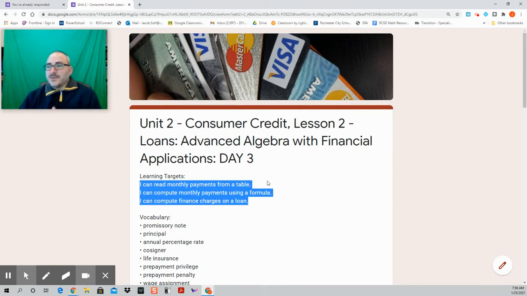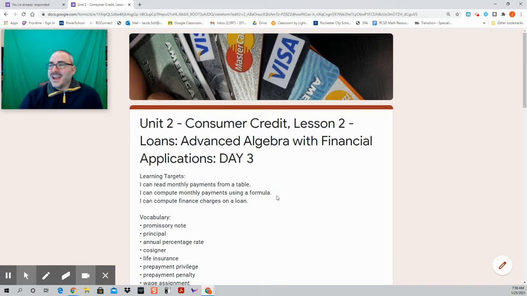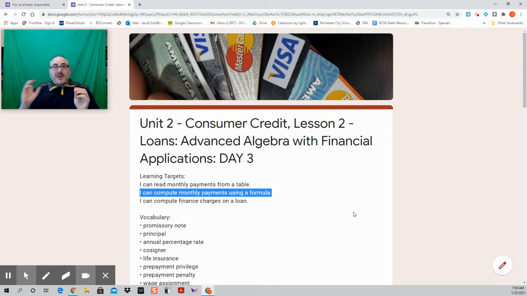Learning target number two is what we're doing today, which is I can compute monthly payments using a formula. Now, the monthly payment formula, it's a beast. It's a monster, but we're going to take it one step at a time. I'm going to show you two or three different ways of getting it done. It's more difficult than the quadratic formula, which I know you all love so much.